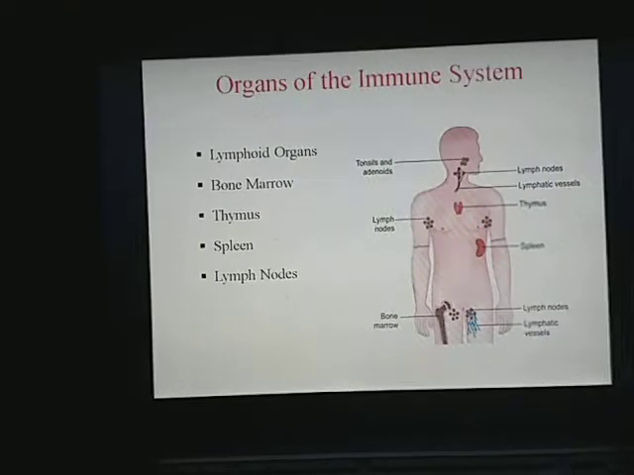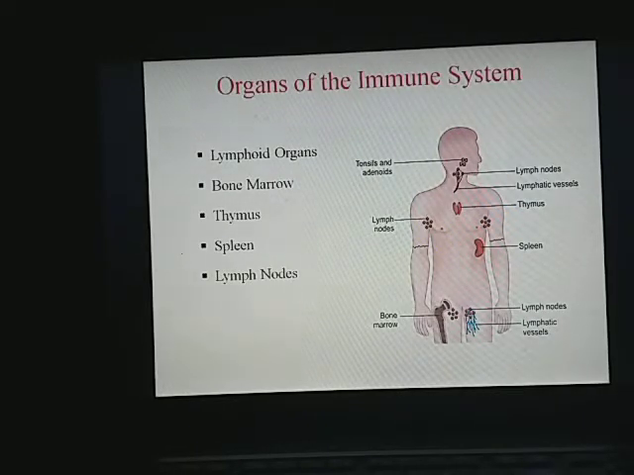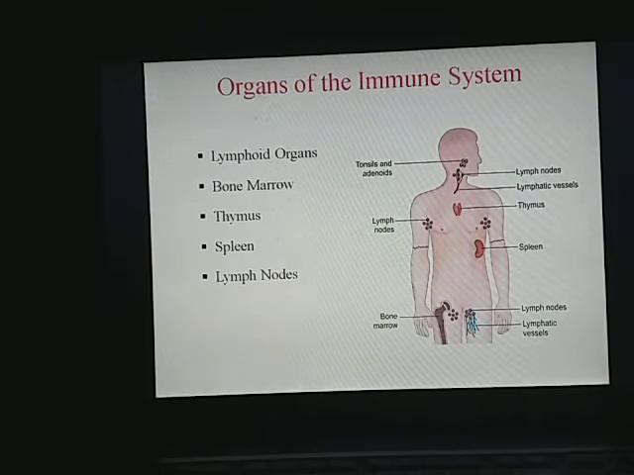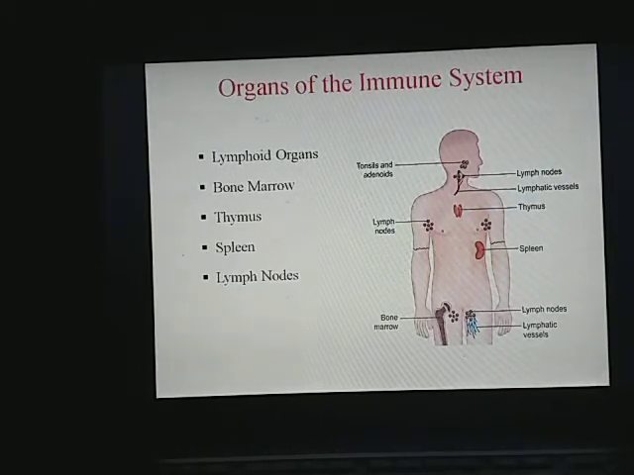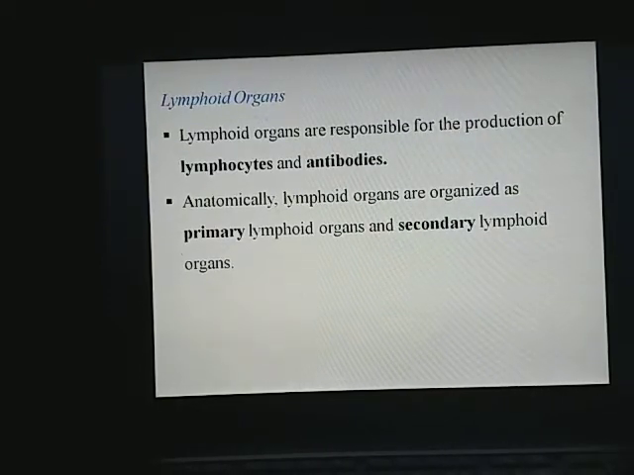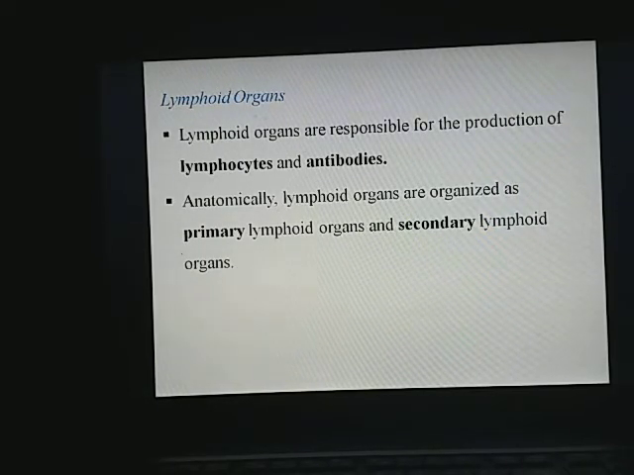So the organs of the immune system: there is a network of organs which includes lymphoid organs, bone marrow, thymus, spleen and lymph nodes, throughout the body. Then let us see one by one. Lymphoid organs are responsible for the production of lymphocytes and antibodies.